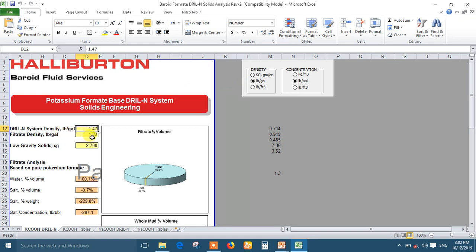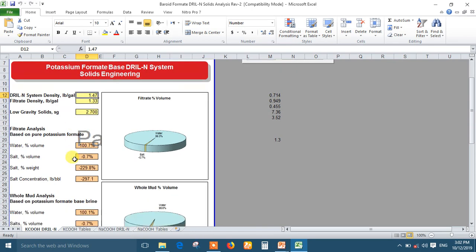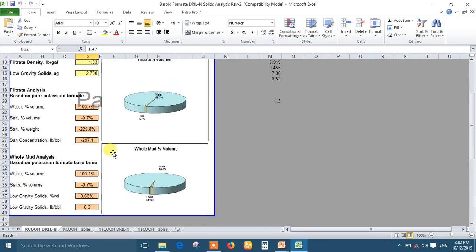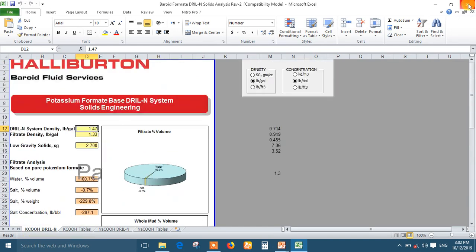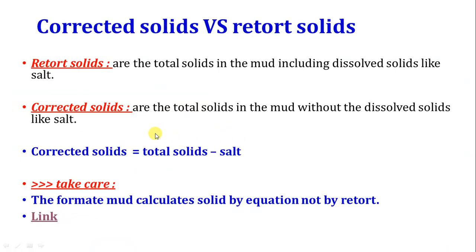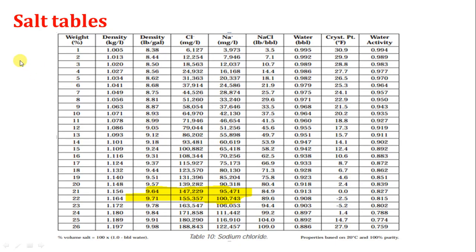You make the filtrate and you know its density, and you put the total mud density, and so you get the low gravity solids from here. This is the filtrate analysis, and this is the water analysis. For this type, called potassium formate, this is not a big problem. There are other types, sorry, that we can use also.